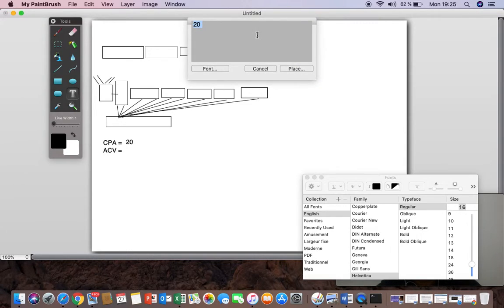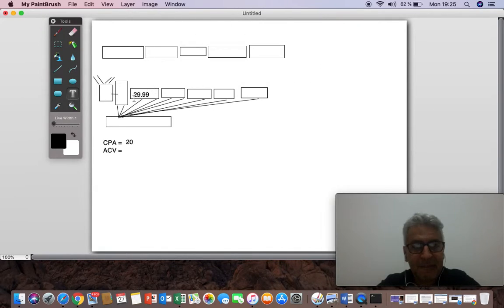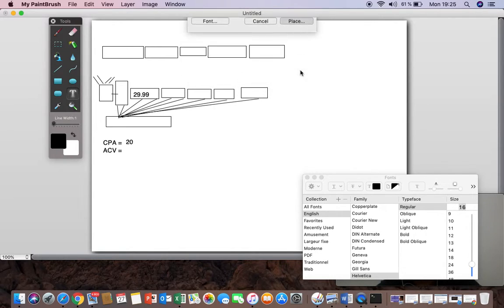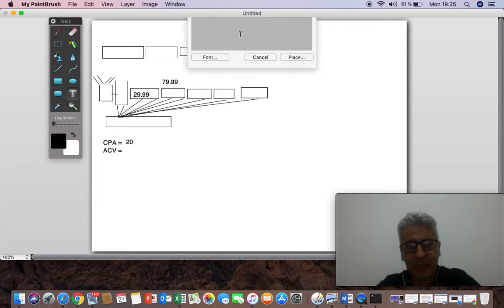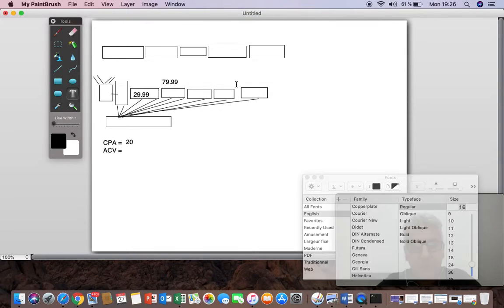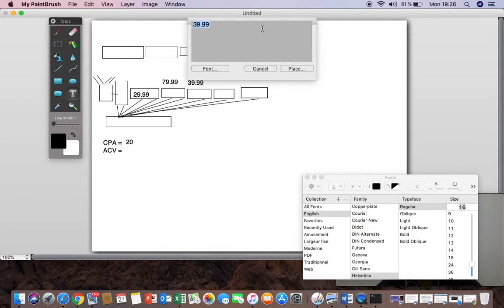So let's say that each single item in the funnel will be as follows. The core offer, for example, you will sell it for $29.99. The upsell, $79.99. The downsell, $39.99. One-time offer, let's say $10.